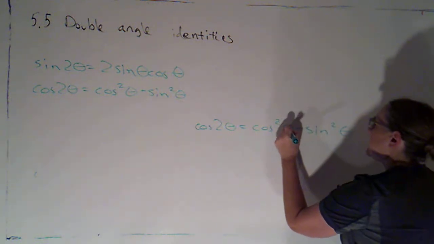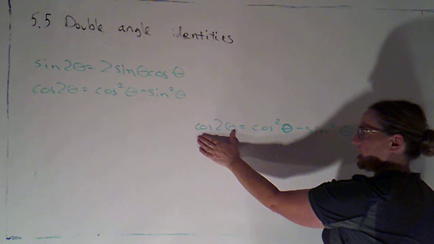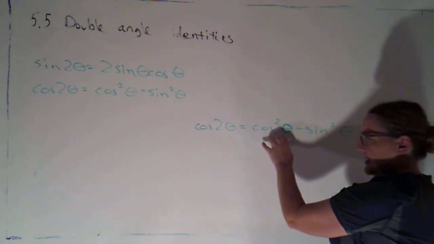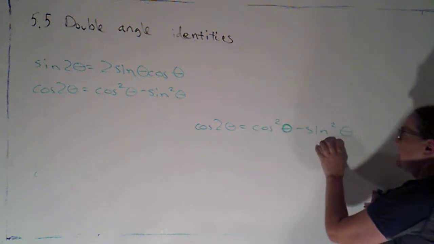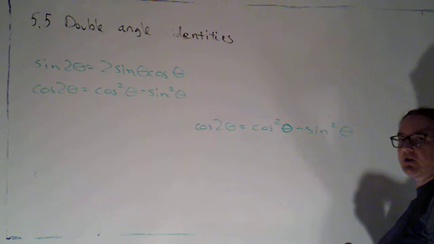Now, if I take a look at that, this actually involves three different trig functions, because there's the cosine evaluated at 2 theta, there's cosine of theta, which is getting squared, and there's sine of theta, which is getting squared. So that's a relationship between 3 different functions.